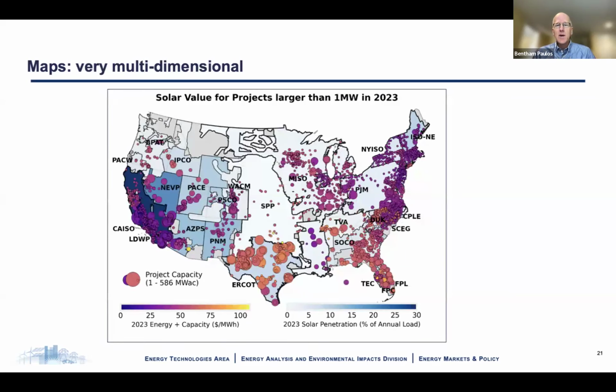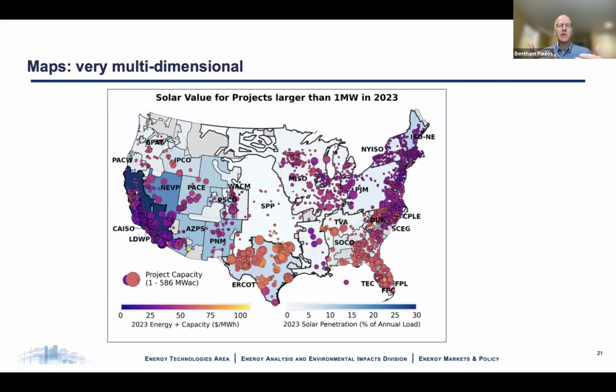And then this example is very multi-dimensional. There's a lot going on in this map, also from my Berkeley Lab colleagues. There's the base layer showing utility operating areas. Those operating areas are color-coded according to data, which is the percentage of solar penetration as shown in the legend in the bottom right. So you can see that California has much higher solar penetration, that is percent of annual load, than other areas like SPP.